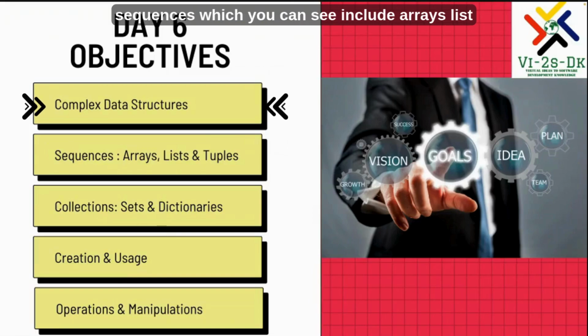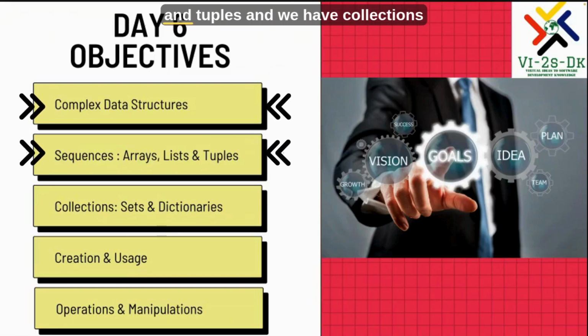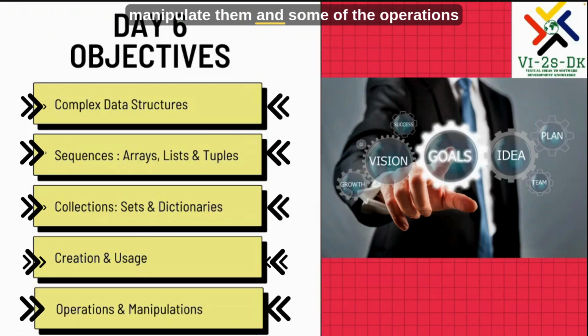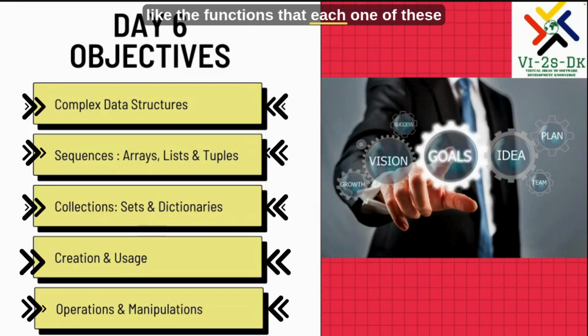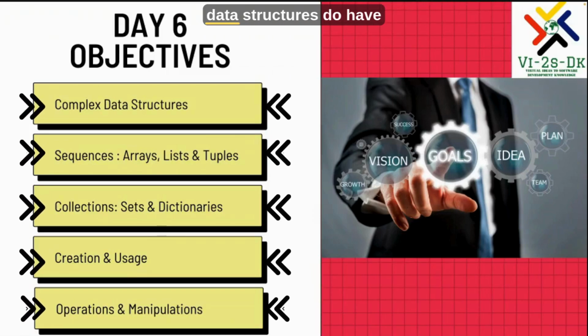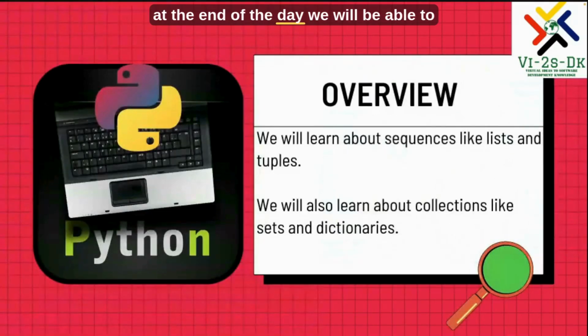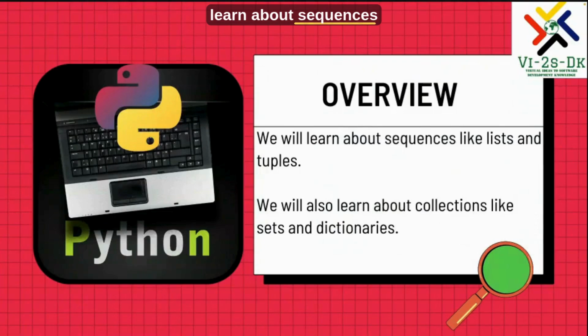And the two main types: the sequences, which you can see include arrays, lists, and tuples, and we have collections, which are sets and dictionaries. We'll talk about how to create and use them, also manipulate them, and some of the operations, like the functions that each one of these collections, or should I say data structures, do have. So at the end of the day, we will be able to learn about sequences like lists and tuples. We'll also learn about collections like sets and dictionaries.